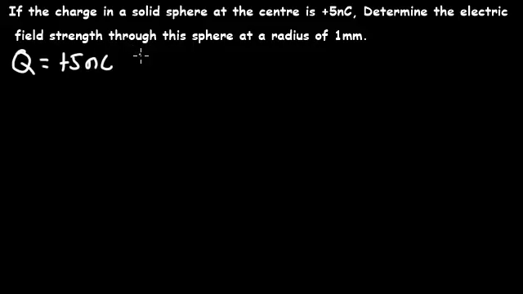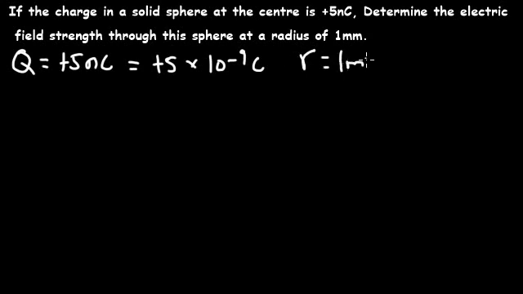Micro is 10 to the power of negative 6. Then milli is 10 to the power of negative 3. So it depends on what you are seeing. So this is the same as positive 5 times 10 to the power of negative 9 coulombs. Excellent. Now we have the radius r of the sphere to be 1 millimeter. It's a distance, so it has to be in meters. Millimeter to meter is a division of 1,000, so this will be the same as 0.001 meter.